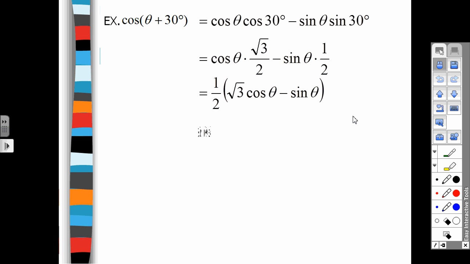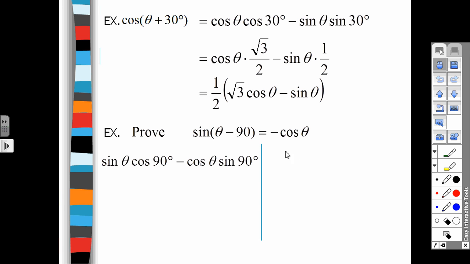Okay, another example. We can do proofs with these identities. Thought we were done, huh? Nope. Okay, so just like before, we'll draw our bar. I'm going to use my sine identity over here. Can't really do anything on the right-hand side. So if I apply the difference identity for sine, I get sine of theta times the cosine of 90 minus the cosine of theta times the sine of 90.